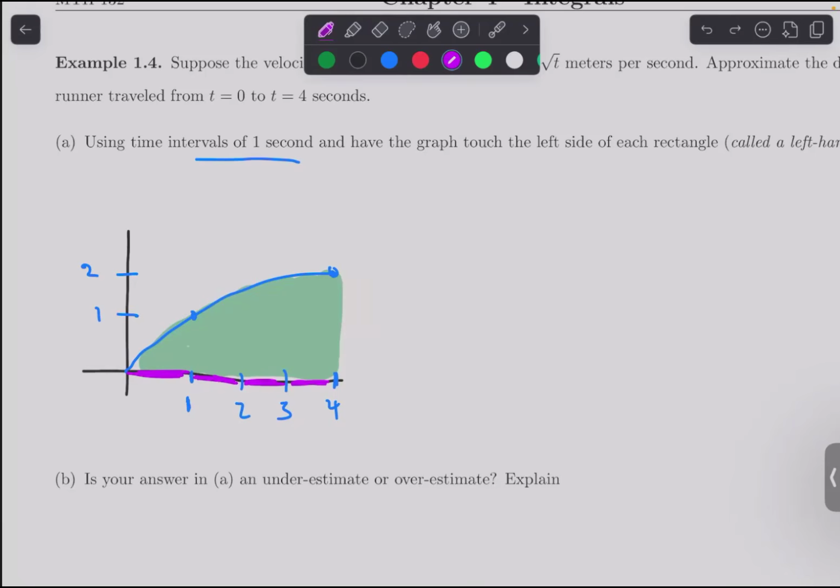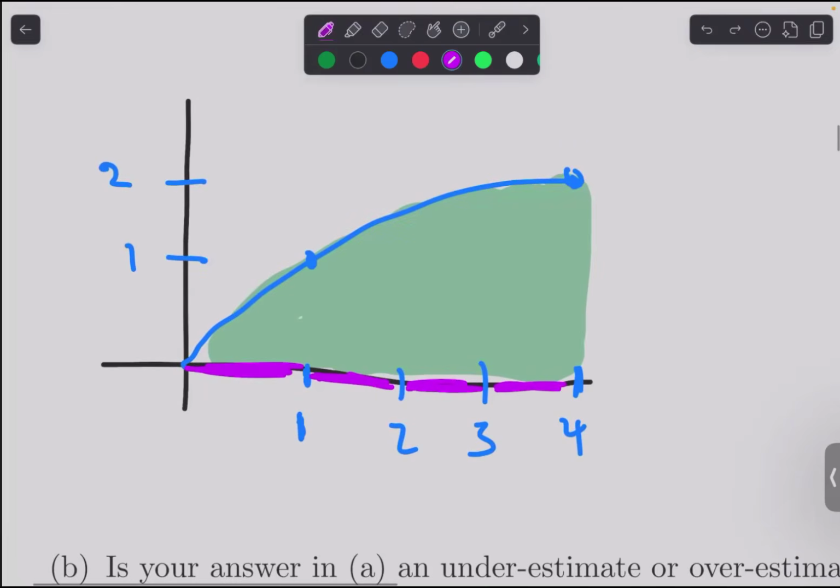So that's time intervals of 1 second. Now, I would like my rectangles to touch the left-hand side on the graph. So for my first one, it looks like it touches on the left-hand side over here at 0, at a height of 0. So that's not very interesting. For my second rectangle, it touches on the left-hand side over here. So that's going to be square root of 1, which is 1. And so let me go ahead and draw in my full rectangle.